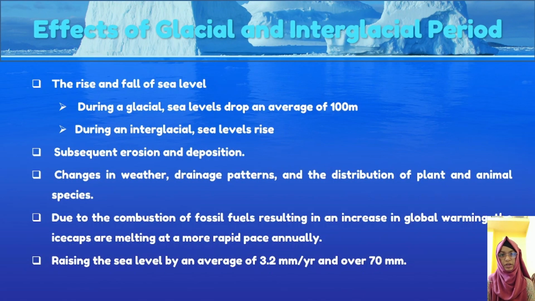Here we discuss the effects of glacial and interglacial periods. At first, the rise and fall of sea level. During a glacial, sea level drops an average of 100 meters as water is evaporated and stored in the growing glaciers and ice sheets. During an interglacial, sea level rises as ice sheets and glaciers melt, with the increase in volume of the ocean as water is heated. Then subsequent erosion and deposition and changes in weather, drainage patterns and the distribution of plant and animal species.